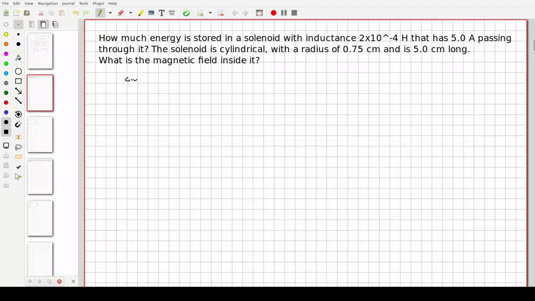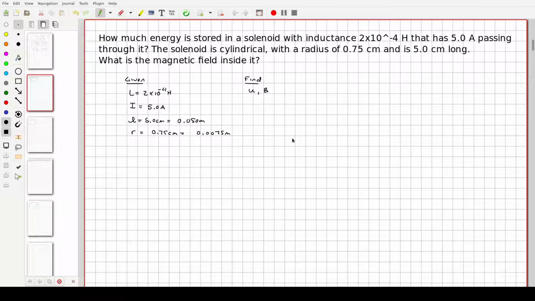So what we've been given here is the self-inductance. We have the current. We know how long it is. It's 5.0 centimeters or 0.050 meters. And we have its radius, which is 0.75 centimeters or 0.0075 meters. And what we'd like to find are two things. We'd like to find the energy inside, U, and we'd also like to find B.